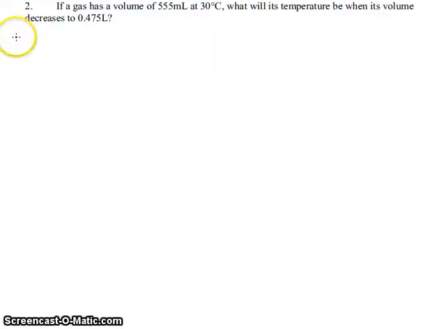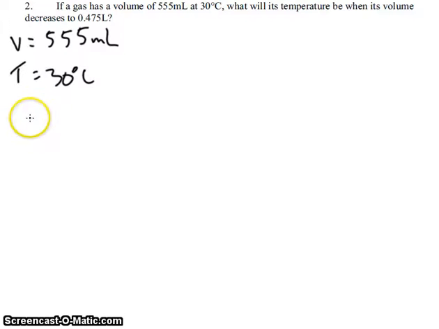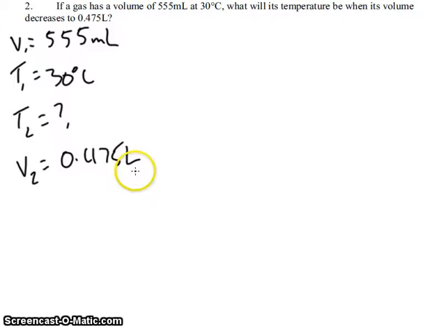this problem tells us. So we have a volume of 555 milliliters at a temperature of 30 degrees Celsius. What will its temperature be? Okay, so I'm now looking for a new temperature, so it makes those ones and twos. When its volume decreases to 0.475 liters.